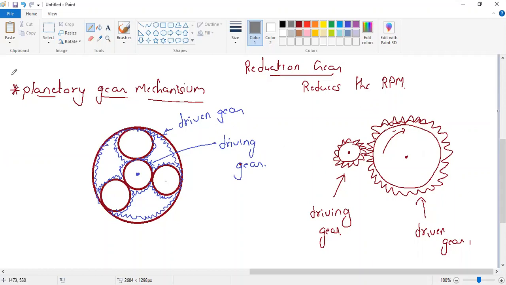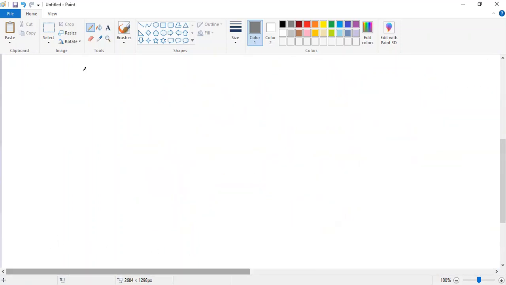But the professor must have taught you why you use it, and all the advantages and disadvantages. The main advantage, which is important for us, is that here the load is distributed. In the reduction gear, the entire load comes at one point. Here the load is distributed, so you do not have a problem. Any other doubt? Understood the gear mechanism?